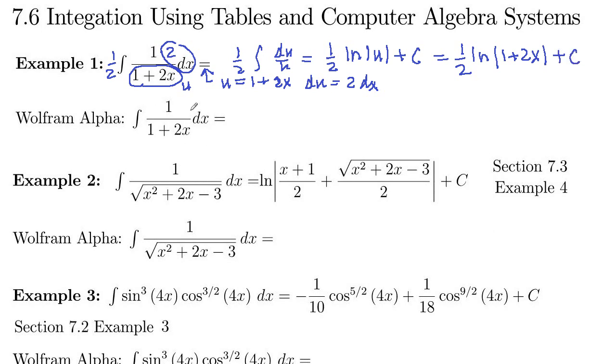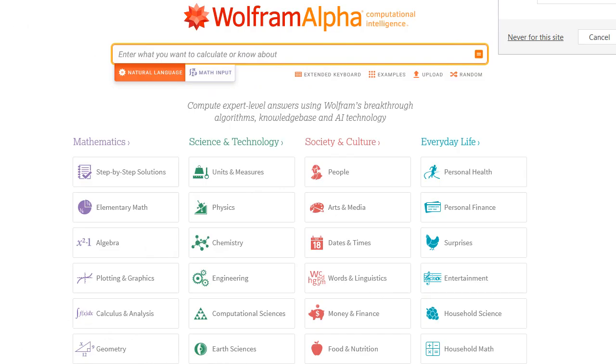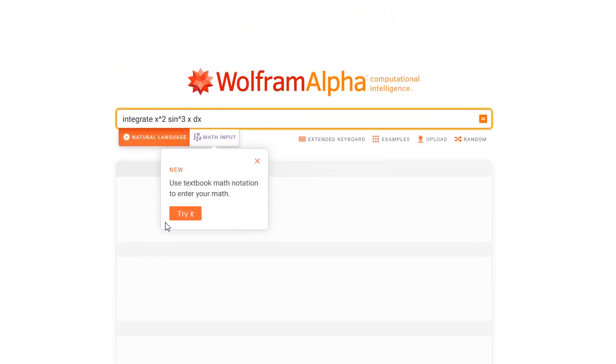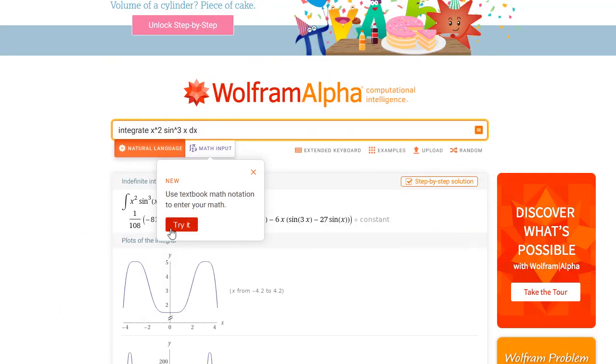So let's go ahead and compute this in Wolfram Alpha. If you just do a Google search for Wolfram Alpha, this should come up. And we want to do calculus and analysis, so we'll click on that. And then you'll see integrals right here. So we can just compute an indefinite integral. That's what we want to do. Let's go ahead and click on that example. Now it pops up for me to try and use textbook math. I did not have real good luck with that, so I'm just going to type this regular.